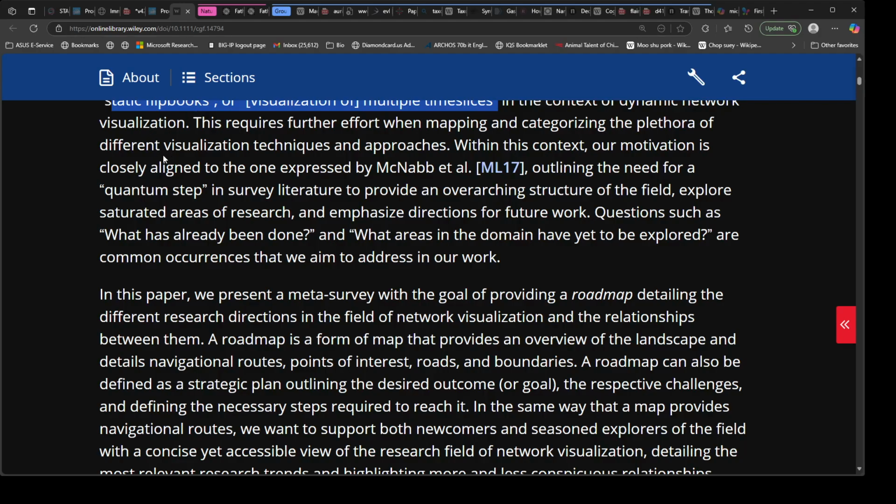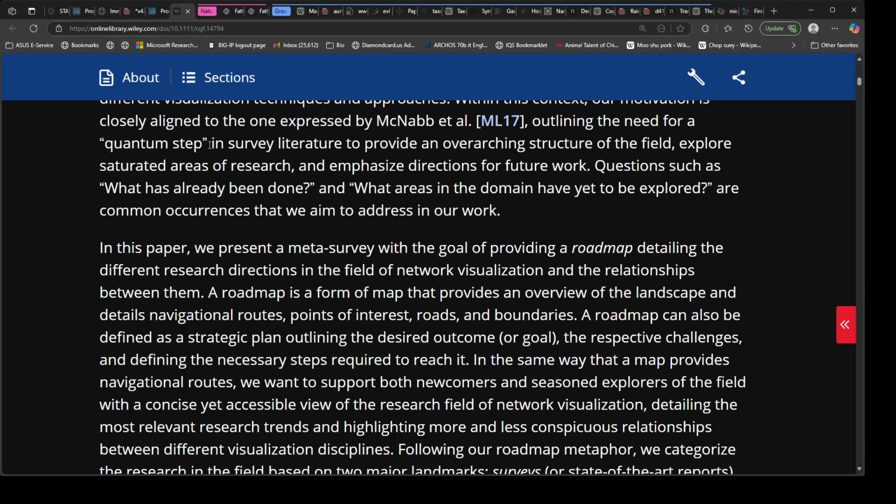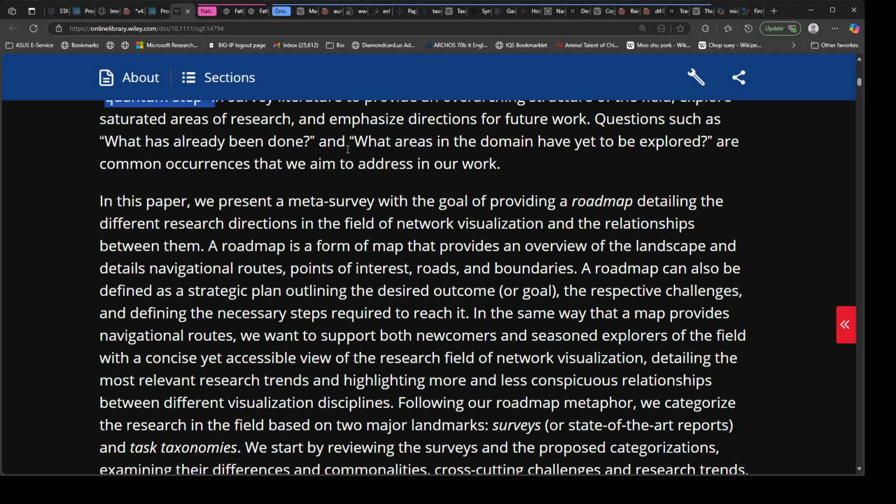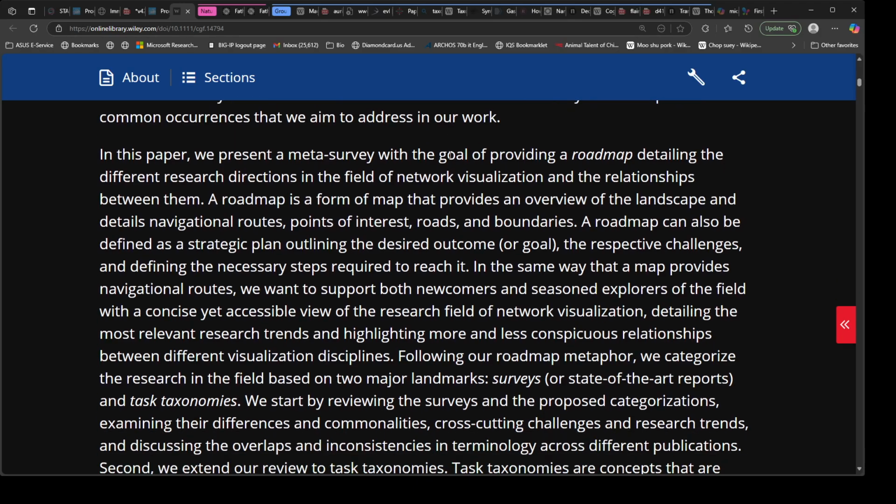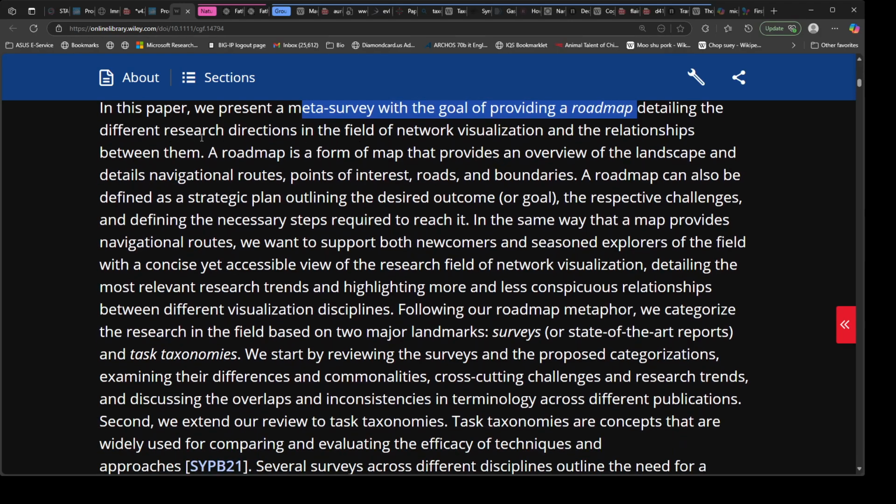Within this context, our motivation is closely aligned to the one expressed by McNabb et al. [ML17], outlining the need for a quantum step in survey literature to provide an overarching structure of the field, explore saturated areas of research, and emphasize directions for future work. Questions such as what has already been done, and what areas in the domain have yet to be explored, are common occurrences that we aim to address in our work. In this paper, we present a meta-survey with the goal of providing a roadmap detailing the different research directions in the field of network visualization and the relationships between them.